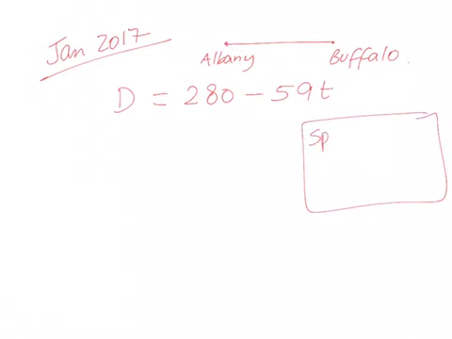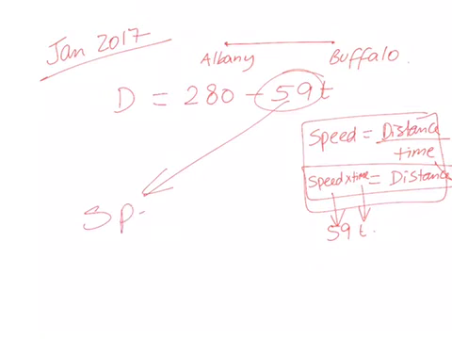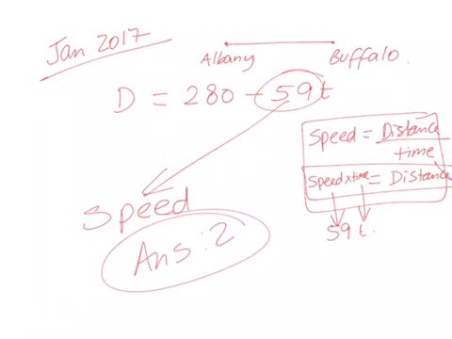From previous lessons, we know that speed is equal to distance divided by time. So we know some pieces of information. Let's utilize this. Distance is equal to speed times time. And if we look at our question, we are getting 59t. So t is the time factor, and 59 is representing the speed. Therefore, the answer stating the speed of the car, which is answer 2, is our answer choice.